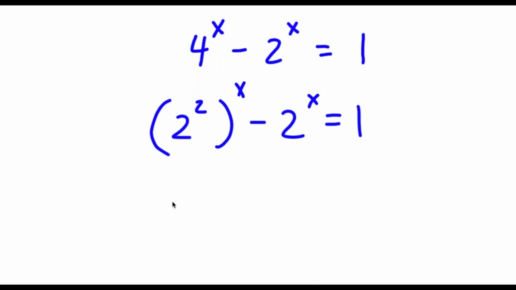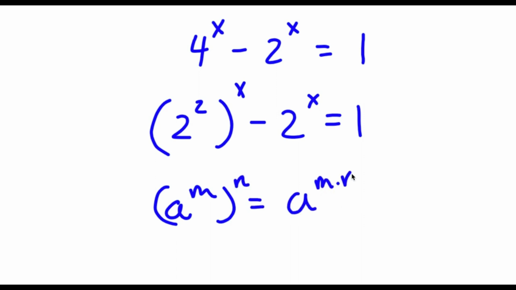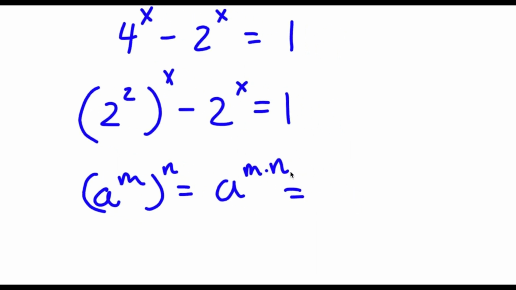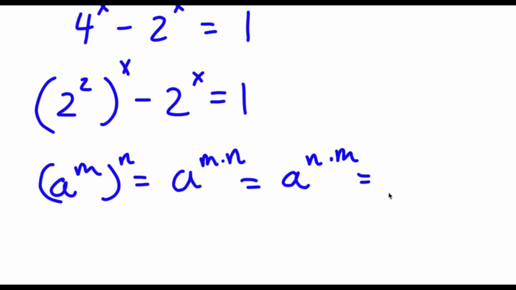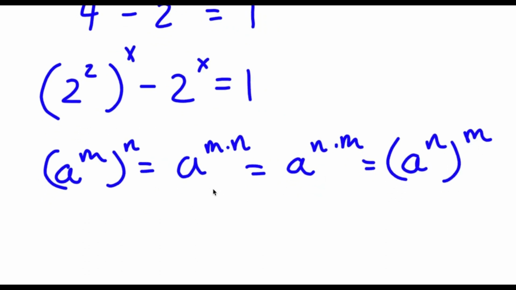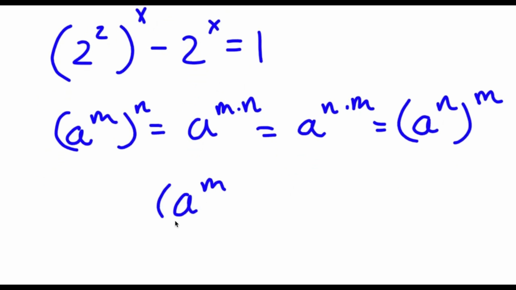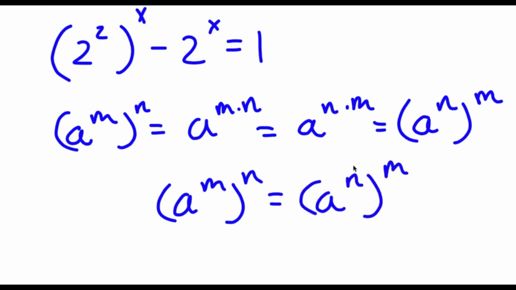Now, if I have something in the form a to the power of m to the power of n, this is the same thing as a to the power of m times n. And m and n are interchangeable, meaning this is also equal to a to the power of n times m. And if a to the power of m times n is equal to a to the power of m to the power of n, this means that a to the power of n times m is equal to a to the power of n to the power of m. So in simpler terms, a to the power of m to the power of n is equal to a to the power of n to the power of m.